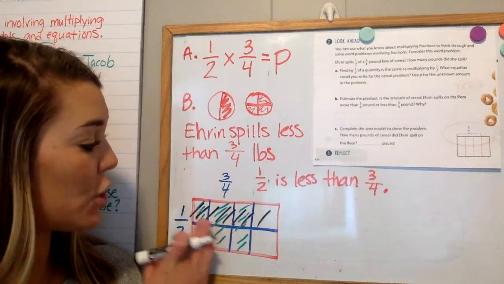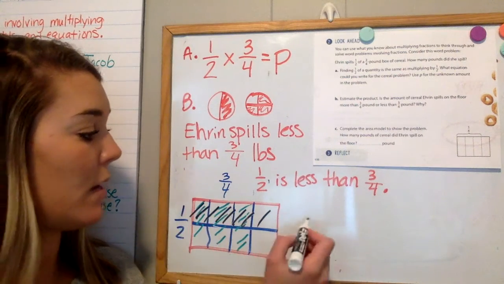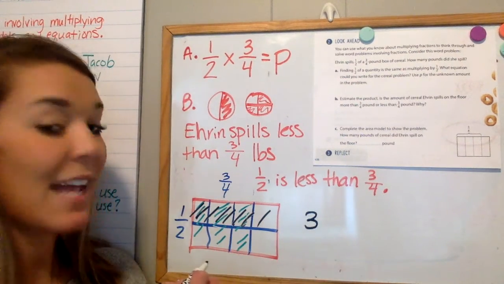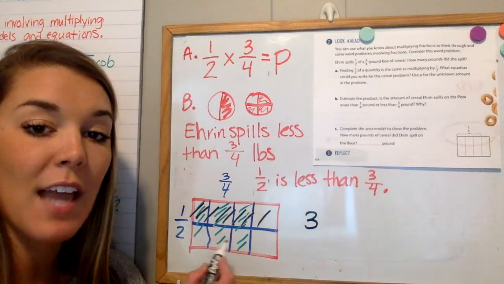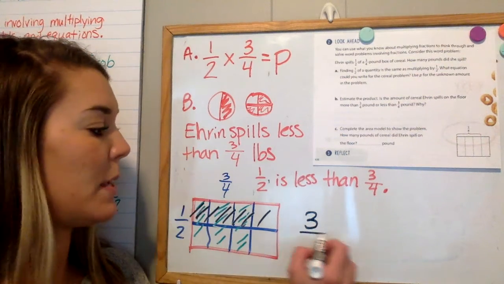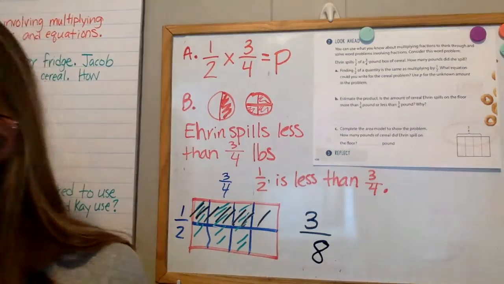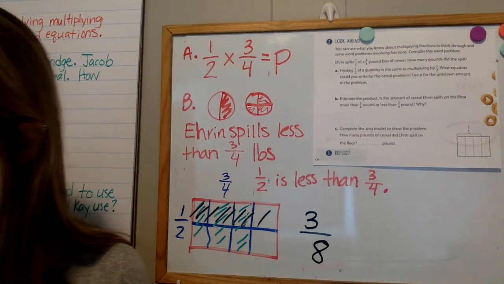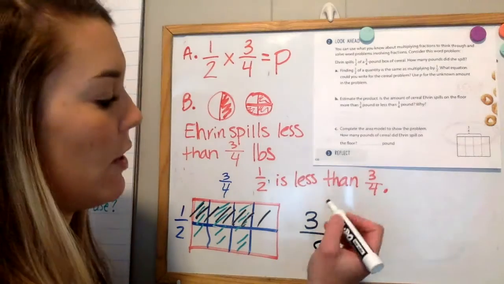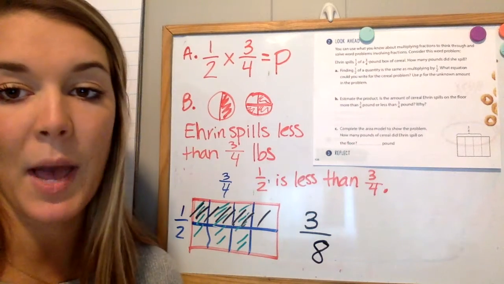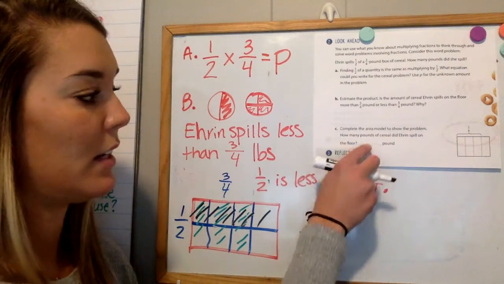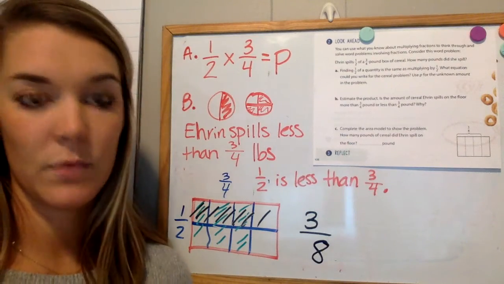How many have both shading? 1, 2, 3. And how many are there all together? 2 times 4 would be 8. So that means Aaron spilled 3/8 of a pound. You would put that right here. Okay?